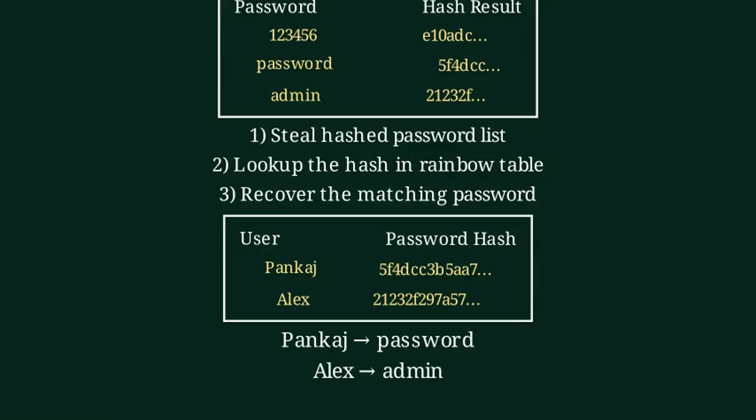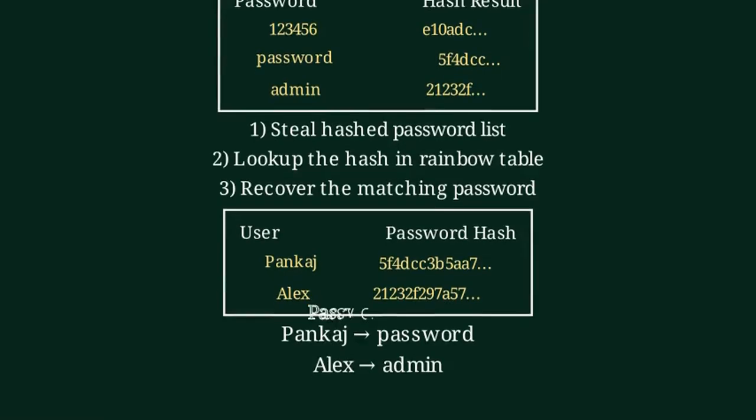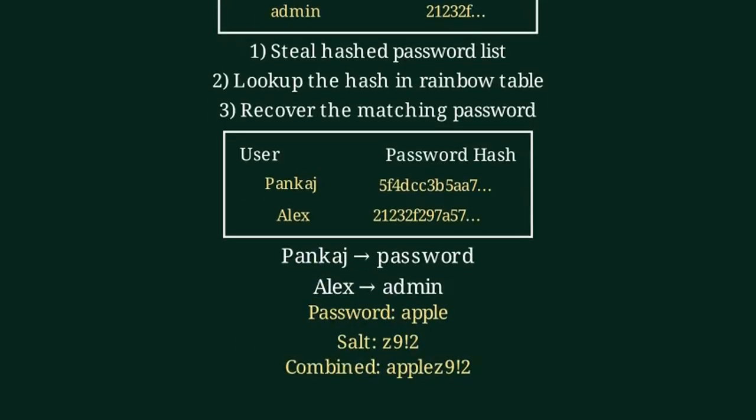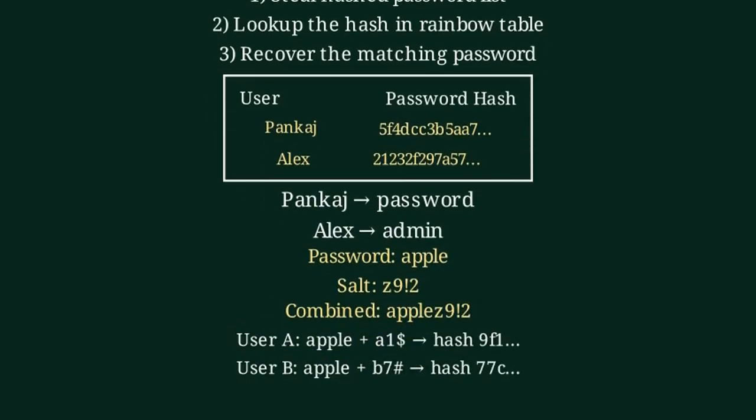How do we stop this? We use salting. A salt is a random string added to the password before hashing. Let's see that with a simple example. Even if two people choose the same password, different salts make different hashes. That means the rainbow table cannot help because it does not know the salt.